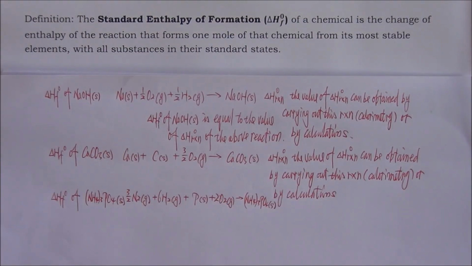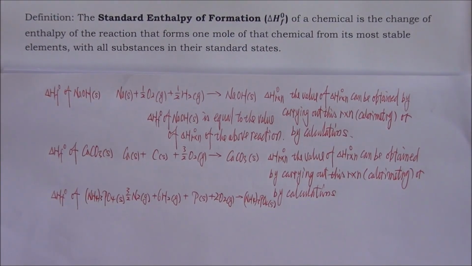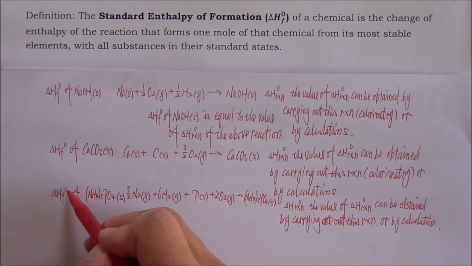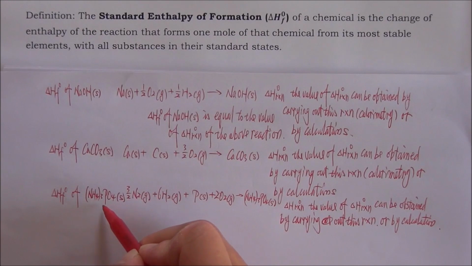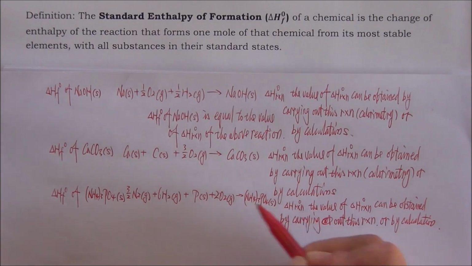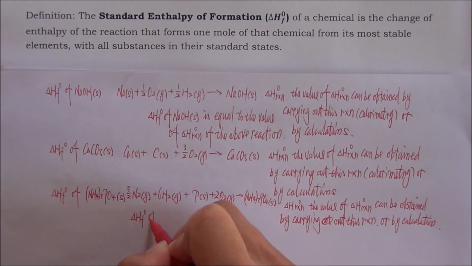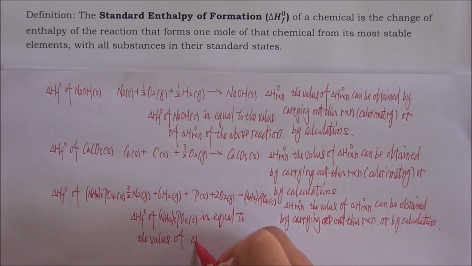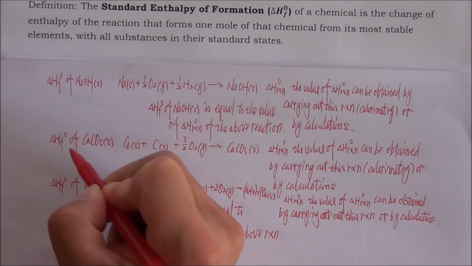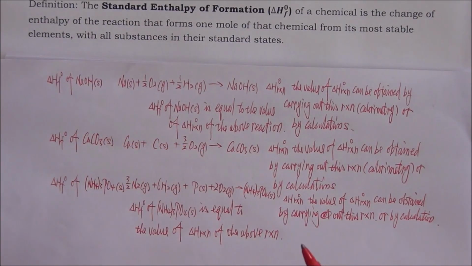As we know, every chemical reaction will have a standard enthalpy of reaction. The standard enthalpy of reaction of this reaction can be obtained by carrying out this reaction and calorimetry calculations. The standard enthalpy of formation of ammonium phosphate solid is equal to the value of the standard enthalpy of reaction of this chemical equation. Sorry, I forgot to write down this part for the standard enthalpy of formation of calcium carbonate solid. Let me put it down right now.